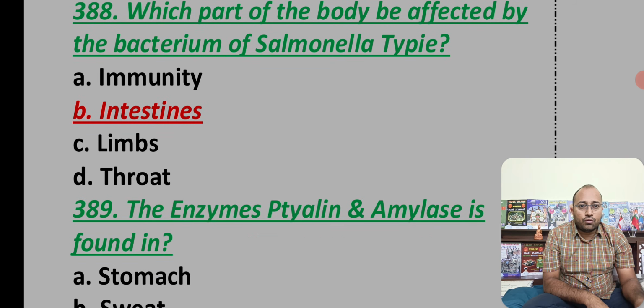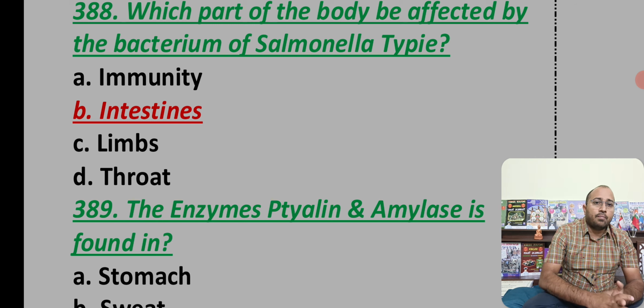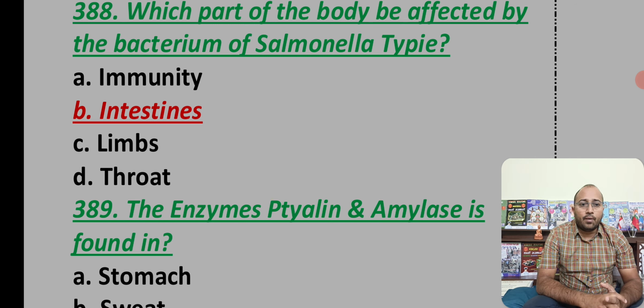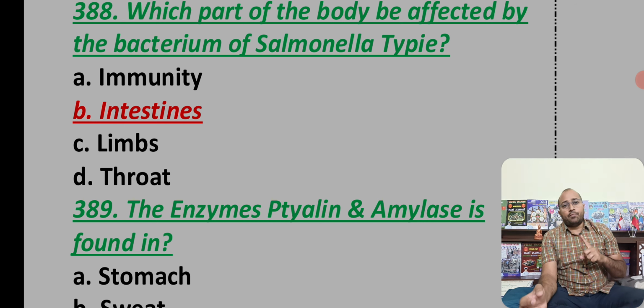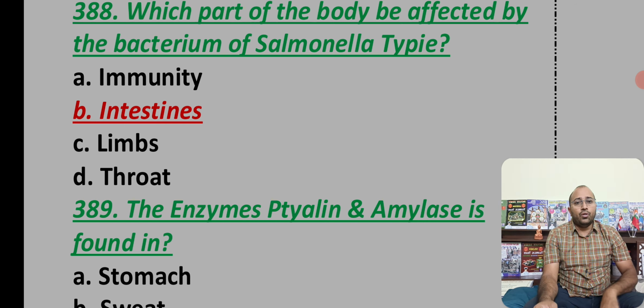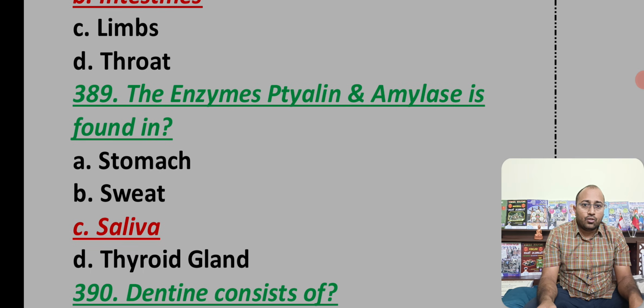So these are the few things you should remember. Which part of the body is affected by the bacterium known as Salmonella typhi? It is typhoid you will get, with a problem in the intestines. Immunity-related problem, that is AIDS, guys. Limbs is polio. Throat is thyroid, guys. You should know all these things.